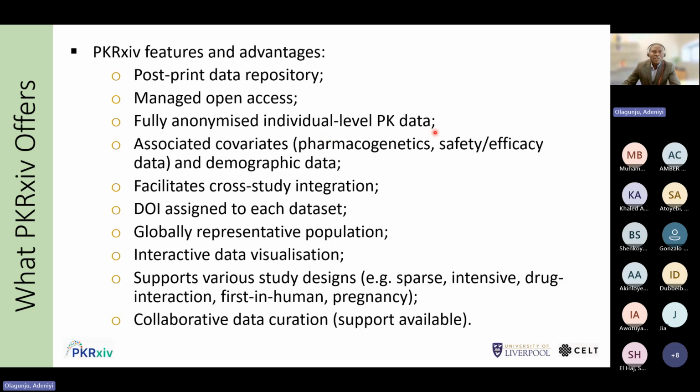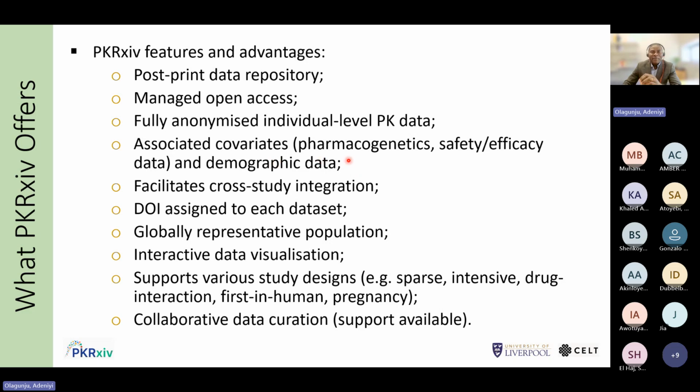When we publish studies in journals, we publish aggregated data sets, summaries. But what we offer on PKRxiv is individual level data sets. And it's not just PK data, but also the associated covariates and demographic data, like the age, the body weight, and all the other covariates that you can think of.